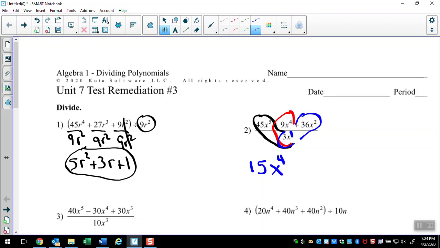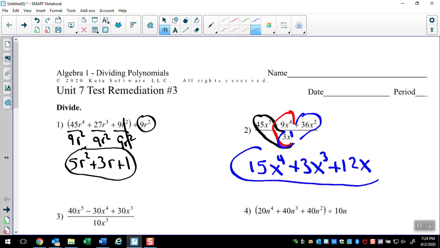All right, now I'm going to do the next one. I had positive 9 divided by 3, so that gives me 3. X to the 4th divided by x to the 1st, I'm going to do 4 minus 1, which is 3. 36 divided by 3 gives me 12. X squared divided by x to the 1st means I'm going to do 2 minus 1, which is just x. And now we're done. So that's our final answer.